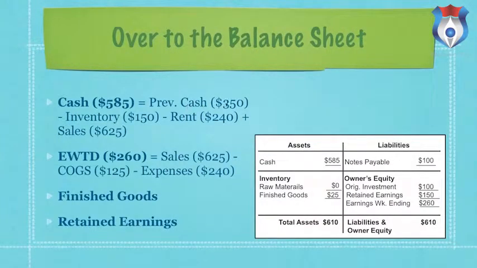And here again, we can look at how to transfer that over to the balance sheet by taking the previous cash minus the inventory minus rent plus sales. And that's how you get $585 here for cash. Then you have your finished goods, which were the celebrity pictures that you did not sell. You want to leave them in there. And then you find your earnings week to date of $260 by taking your total sales minus cost of goods sold minus expenses. And you can see here over in retained earnings that I moved up my previous earnings week ending to retained earnings. I decided to reinvest them back into the business. If you add all of these up, you'll come to $610.